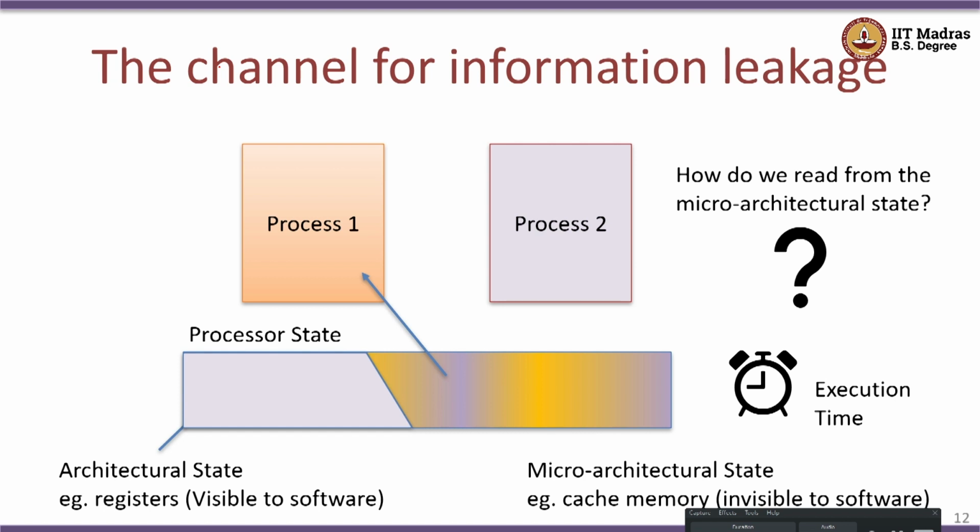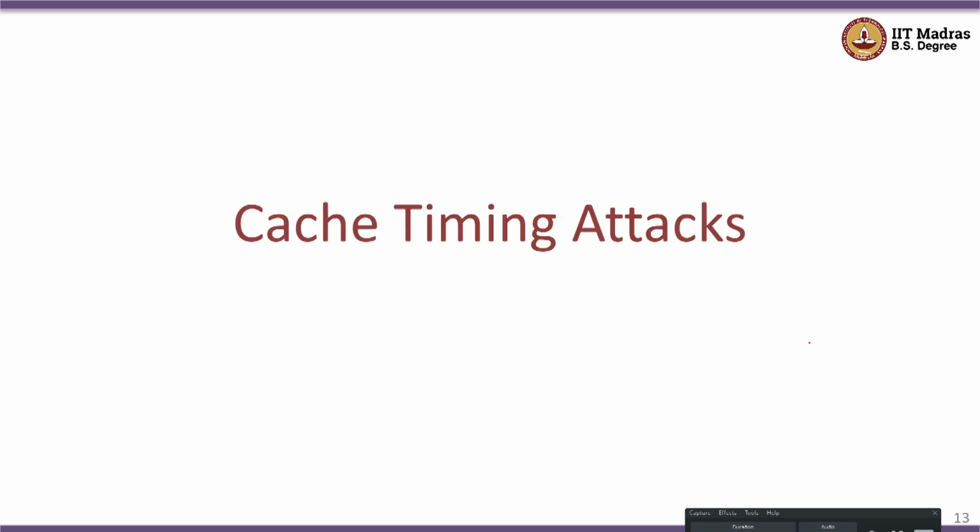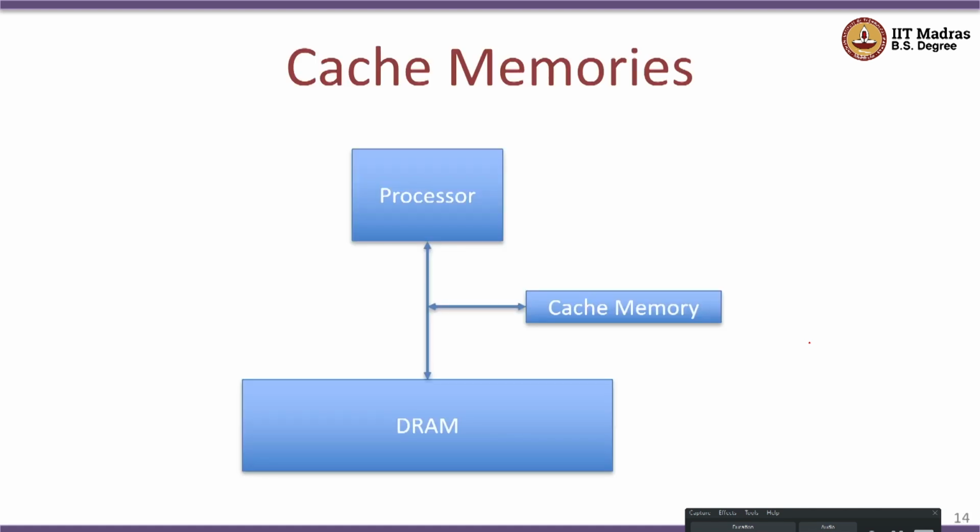There are several different forms of attacks that have been proposed over the last 20 to 25 years, and most of them make use of or are indirectly related to the execution time. We'll take an example of a very popular form of microarchitectural attack known as the cache timing attack. Now, before going into the details, we'll look at what cache memories are.